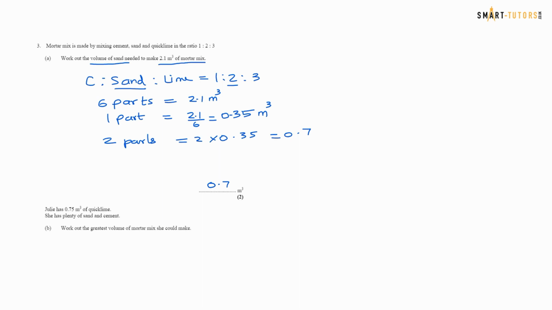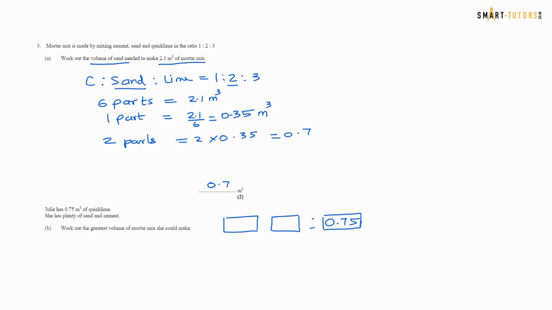Julie has 0.75 meter cube of quicklime. She has plenty of sand and cement. Work out the greatest volume of the mortar mix she could make. So 0.75 is the lime. So the third portion is 0.75. So we need to find out the sand and the cement. What is the greatest volume of the mortar mix she could make?